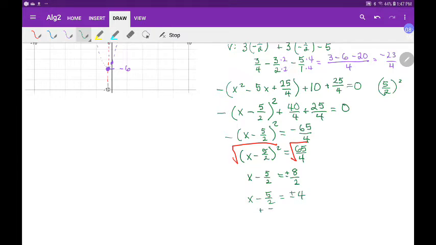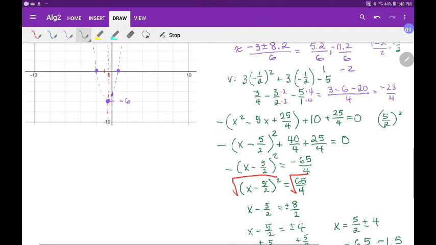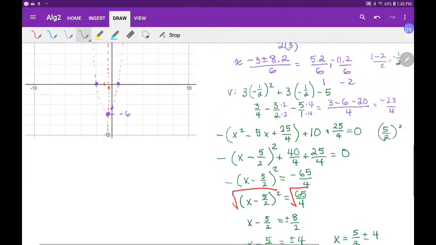And then I'm going to add 5 over 2 to both sides. And as usual, I write the 5 over 2 first. 5 over 2 plus or minus 4. Alright, so this gives me two answers. This gives me 2.5 plus 4 is 6.5, right? And 2.5 minus 4 is minus 1.5. Okay, so those are my two x intercepts, 6.5 and -1.5.